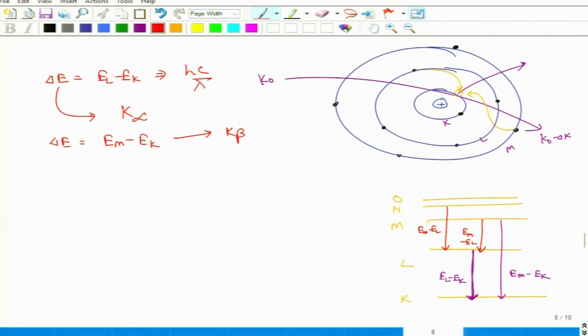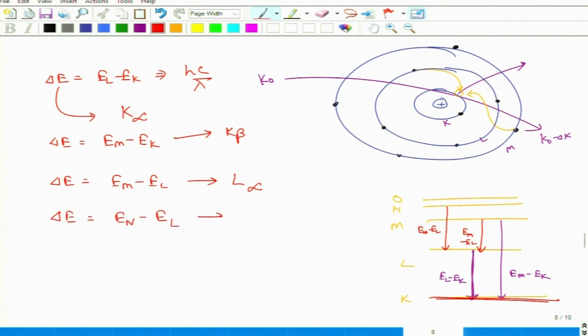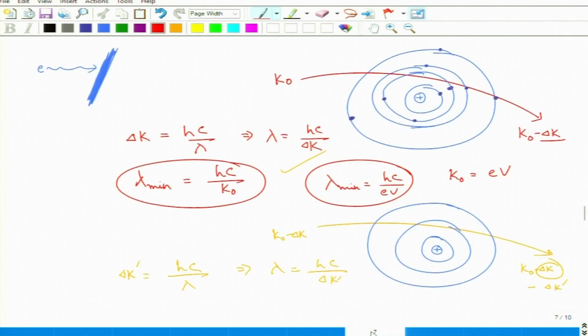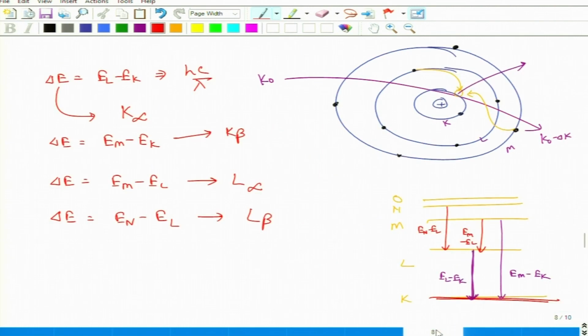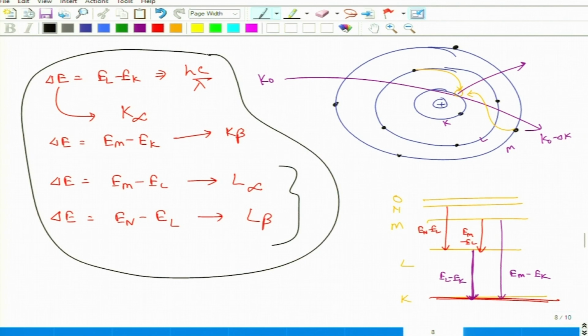Why K? Because it's coming in the K orbit. Here there are two more peaks. This is one peak as well. This peak is the L alpha peak, and another one is the L beta peak. So four peaks will be there, but we can see only two here because the intensity of the other two peaks is very low. That's why it's not easy to visualize them in the spectrum. But there will be four peaks due to these four transitions.